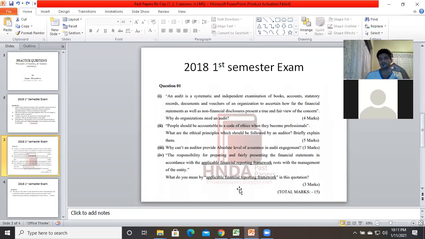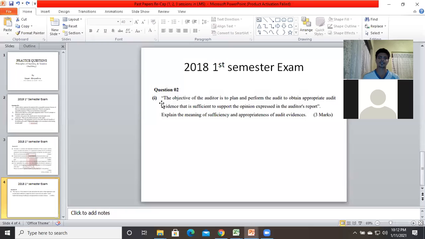Generally accepted accounting principles and accounting standards. On the other side, sometimes you may have to use the company act. So that is the applicable financial reporting framework.